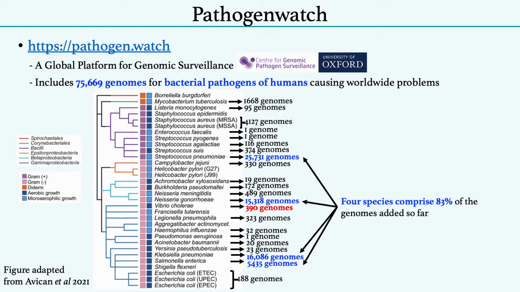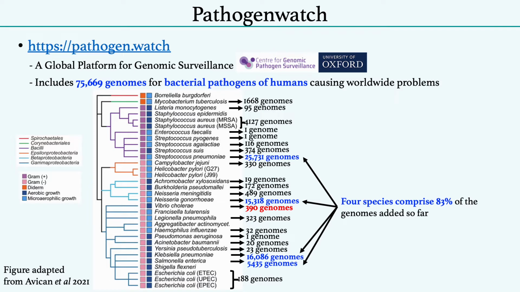I have shown here a phylogenetic tree of some major bacterial pathogens of humans, showing the number of genomes that are in Pathogen.watch so far for those species. You can see that there are 4 species that comprise 83% of the genomes added so far. This reflects the fact that the research community studying those 4 species have found Pathogen.watch to be an extremely useful website for disseminating and analysing genome data for their species.